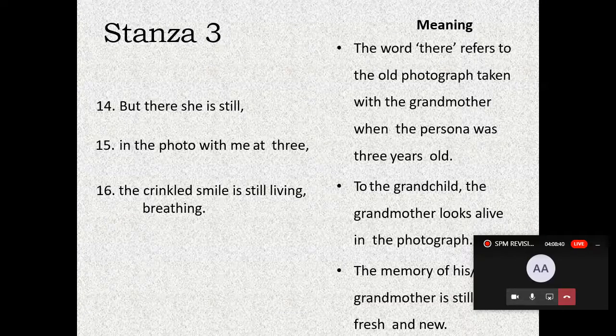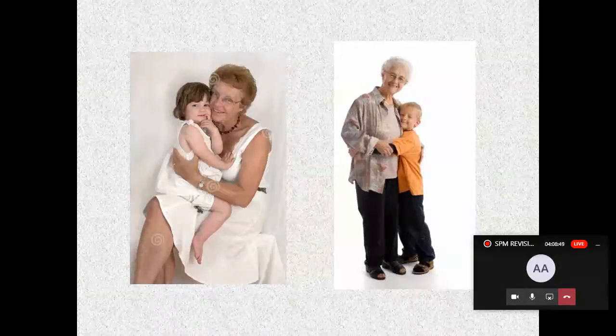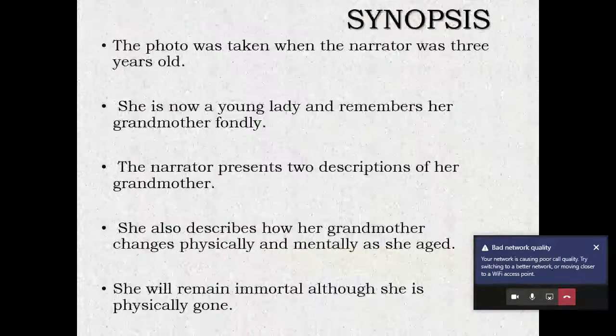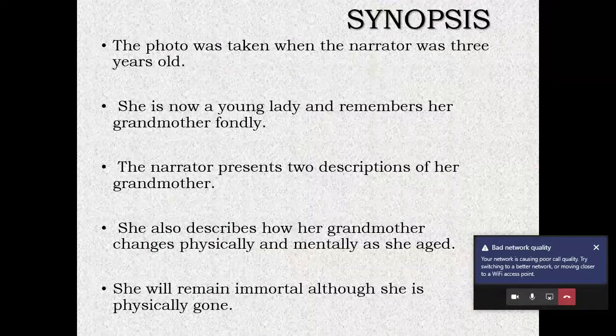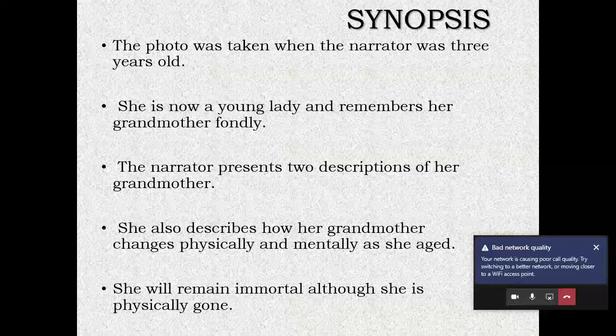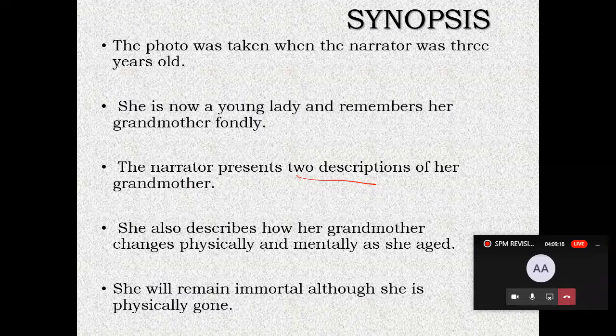This is a very interesting poem, and it's very easy to understand and to interpret. There's a lot of mixed emotions in it. So the synopsis of this poem is basically the photo. The particular photo was taken when the narrator was just 3 years old. She's now a young lady and remembers her grandmother fondly. The narrator presents 2 descriptions of her grandmother: one that she was very healthy, and the other when she was aging.